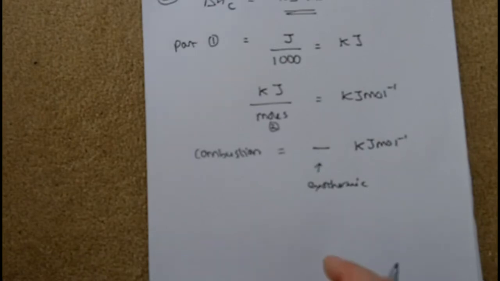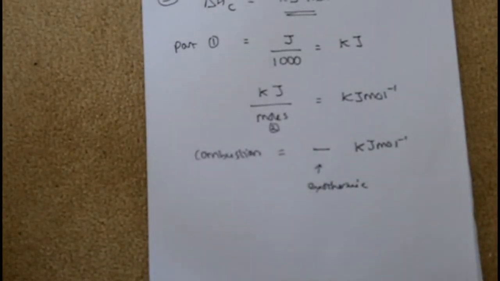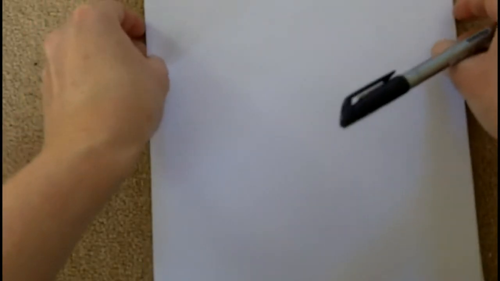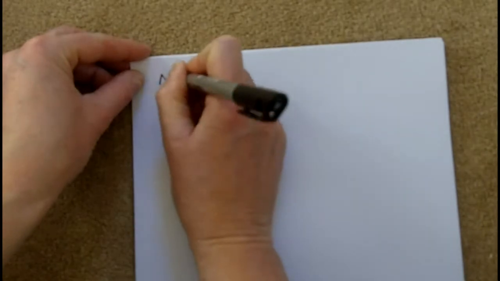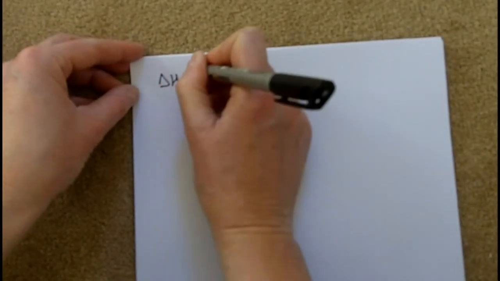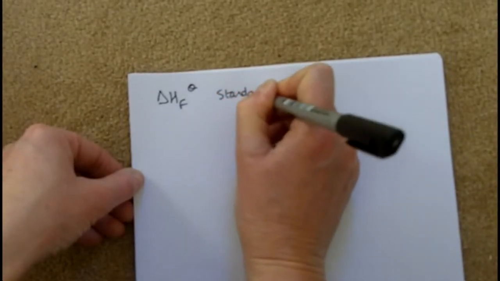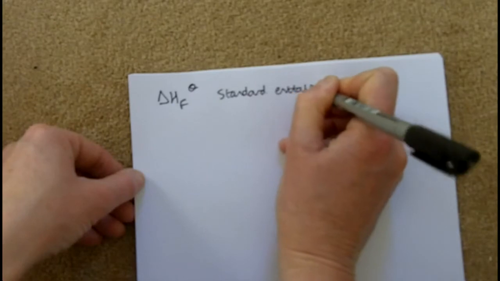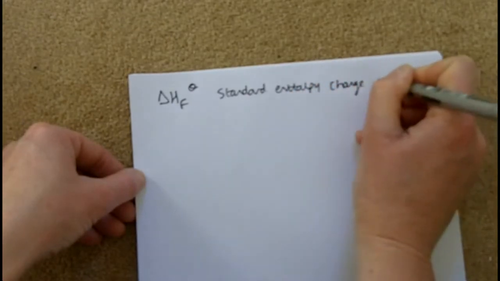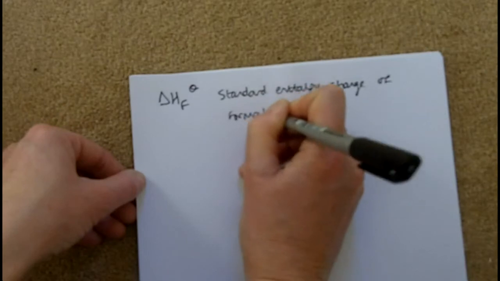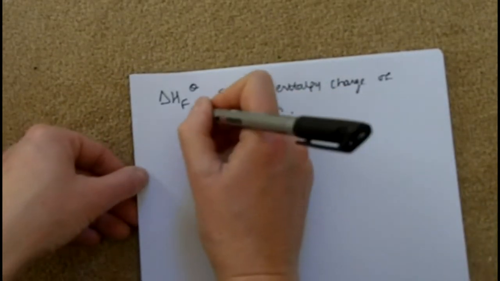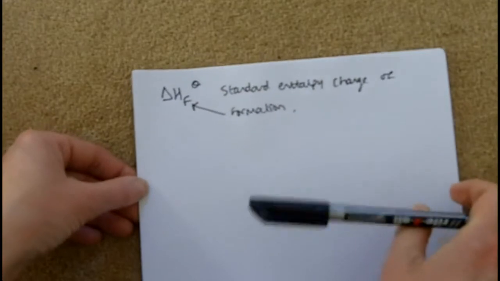Right. Just quickly mention a couple of other standard enthalpy changes. So that is a well-known one. You also need to know the definition for the standard enthalpy change of formation. You also need to know that definition as well. Standard enthalpy change of formation. And the F stands for formation.